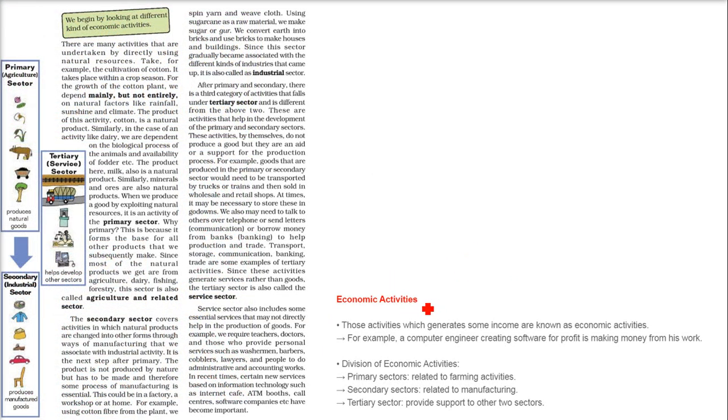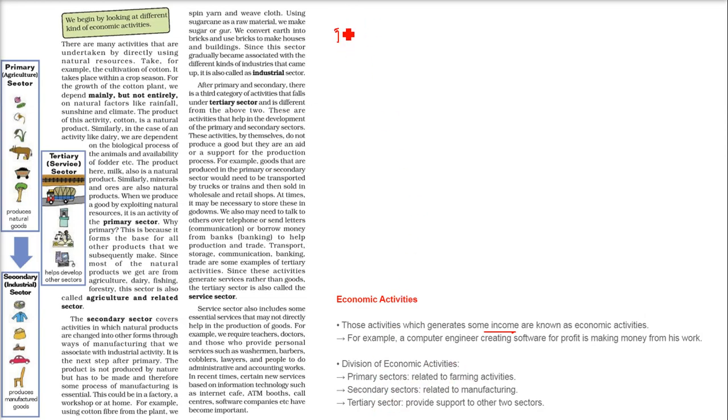So when it comes to economic activities, any activity that generates some income, some money, is known as an economic activity. Any activity that will generate some amount or income or salary is an economic activity. For instance, a computer engineer creates software. He does programming to make money, right? So there are divisions of economic activities, and these divisions are primary sector, secondary sector and tertiary sector.